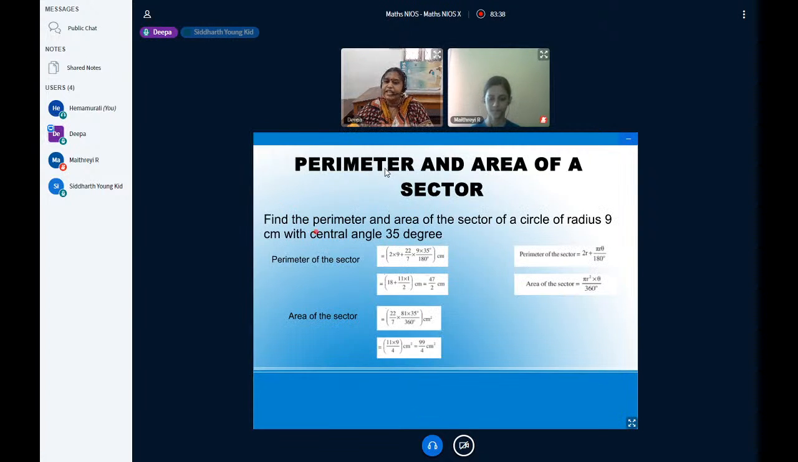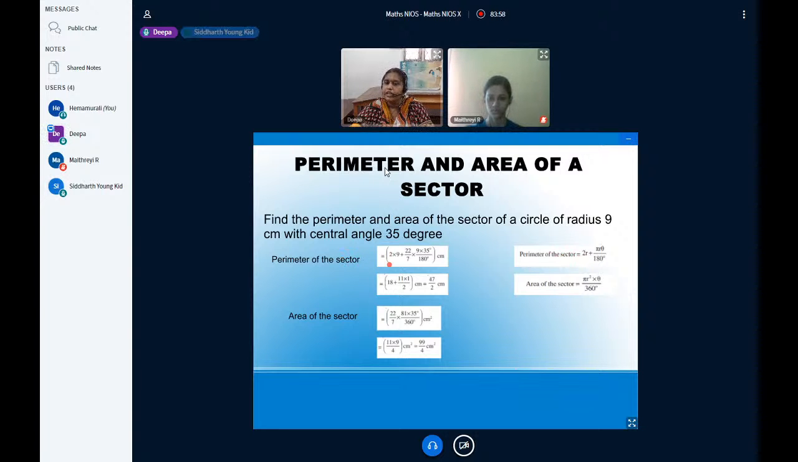Now we are going to find the perimeter and area of the sector of the circle of radius 9 with central angle 35 degree. Perimeter of the sector. What is the formula? 2r plus pi r theta by 180 degree.